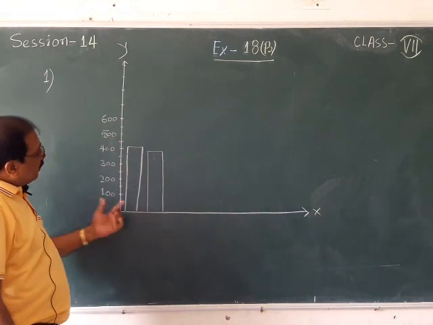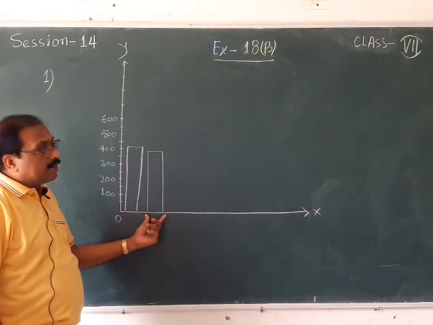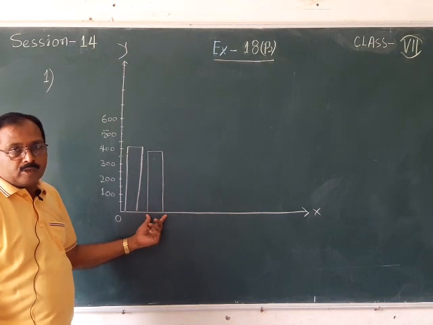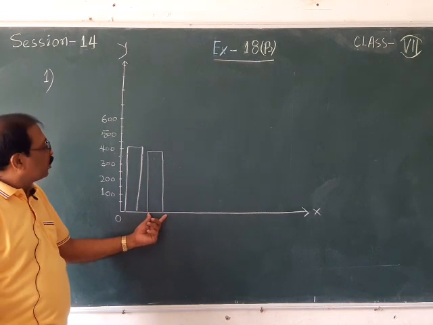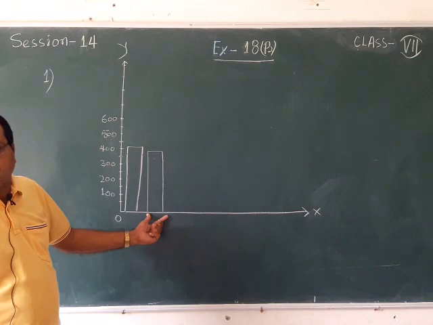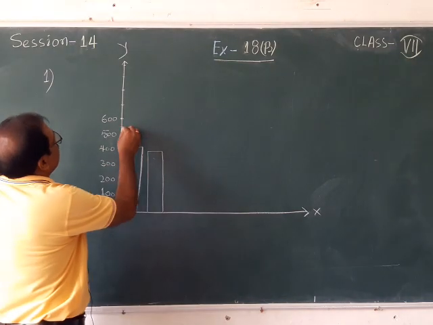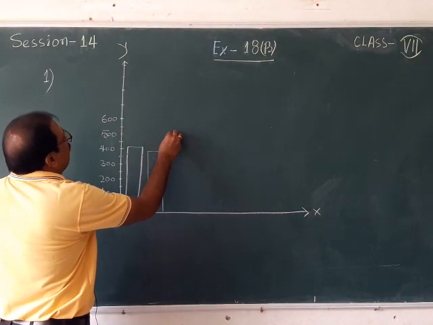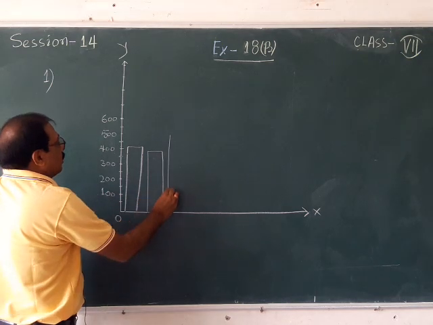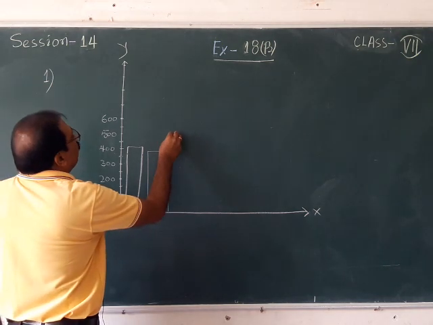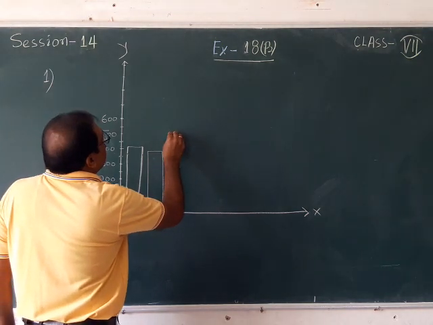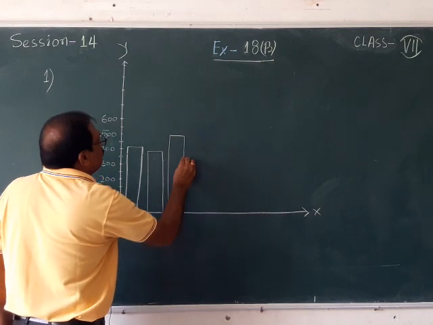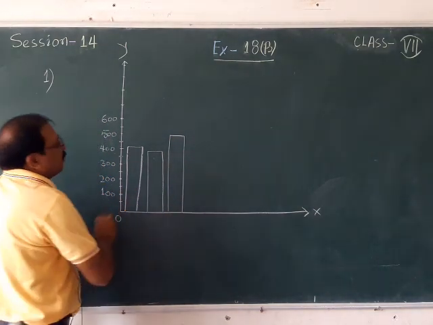Always take care that the width of this bar graph should always be the same. You are not supposed to change the width of a bar graph. Then Geeta is getting 500, so I am coming to 500 and drawing another bar for Geeta. Okay, so this time suppose it is representing 500.